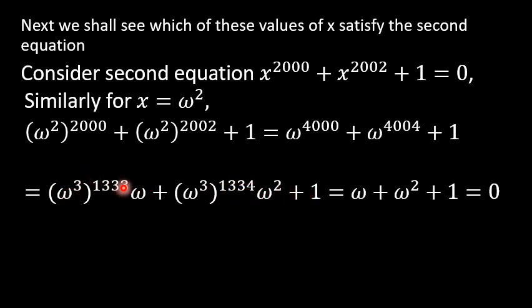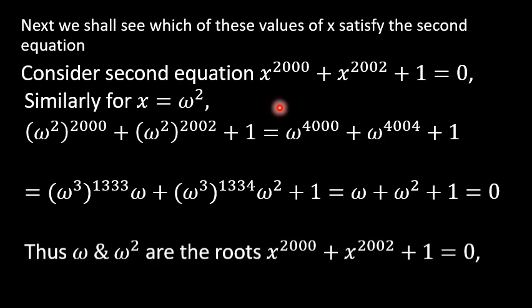So as before, this omega cube is 1, so (omega cube) to the power of 1333 is 1 here, so 1 into omega is omega. Similarly, the second term is also omega square, and plus 1 here. So clearly 1 plus omega plus omega square is equal to 0. Hence x equals omega square is a root of the second equation, and we have seen that omega square is one root of the first equation. Therefore omega square is a common root.